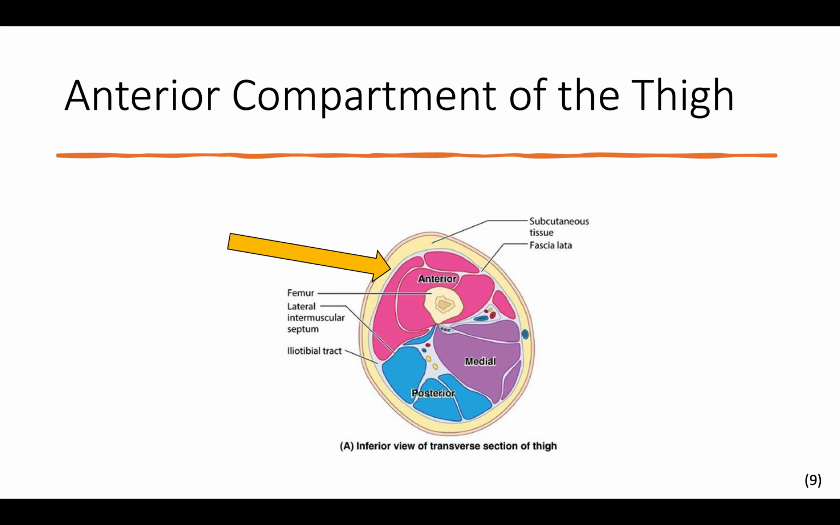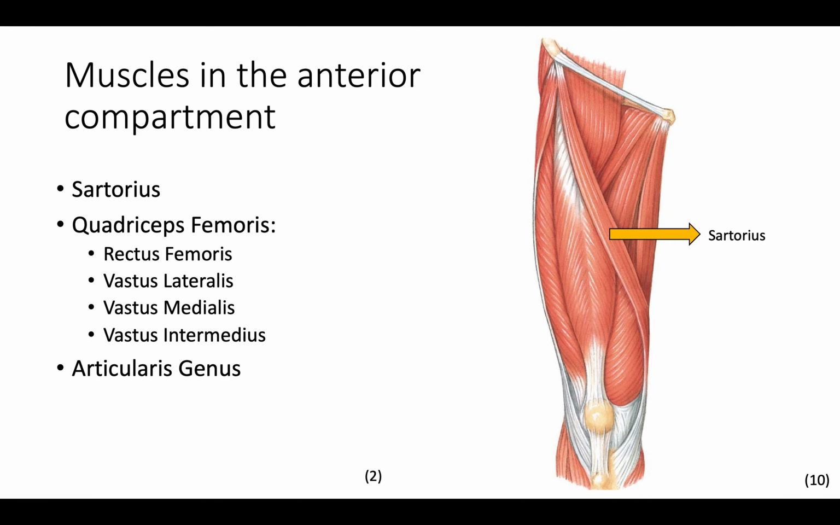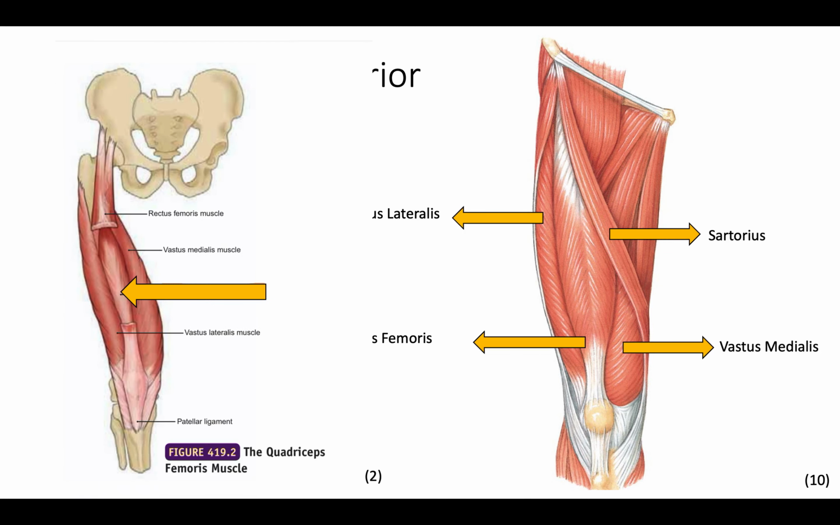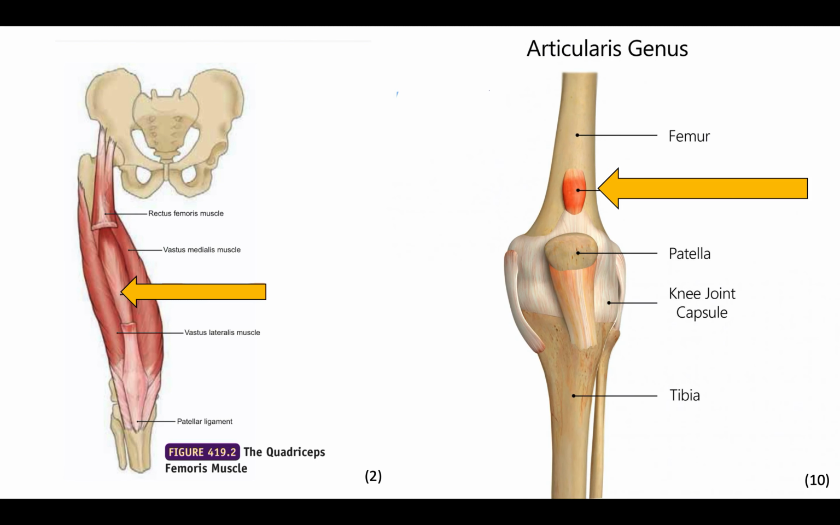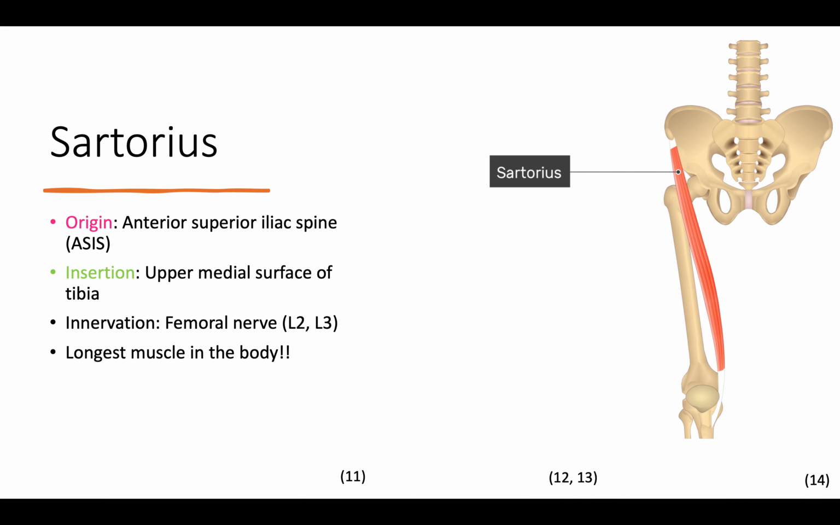Wonderful. Now let's move down to the anterior compartment of the thigh. Here we have the sartorius, the quadriceps femoris, which comprises the rectus femoris, vastus lateralis, medialis, and intermedius. We also have the articularis genus in this region. The sartorius originates from the anterior superior iliac spine and inserts on the medial surface of the tibia. The muscle is innervated by the femoral nerve from branches L2 and L3. Fun fact, it's the longest muscle of the body.